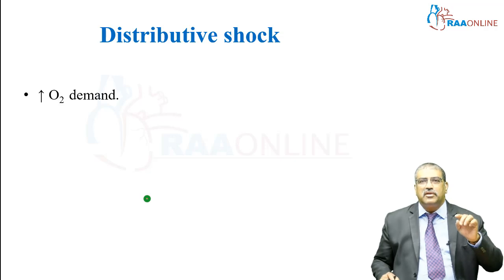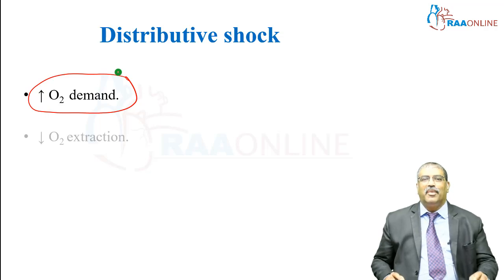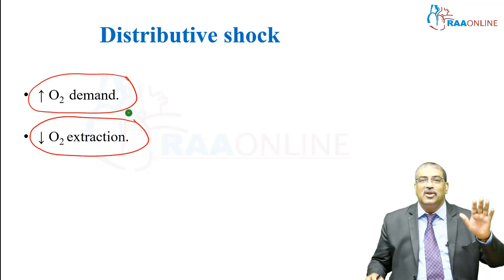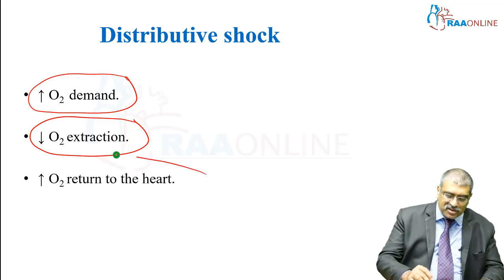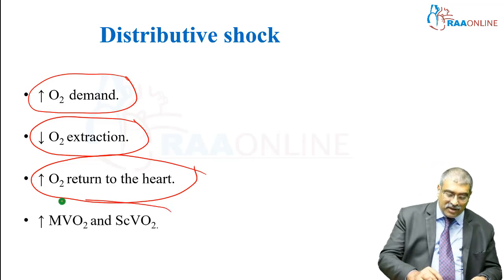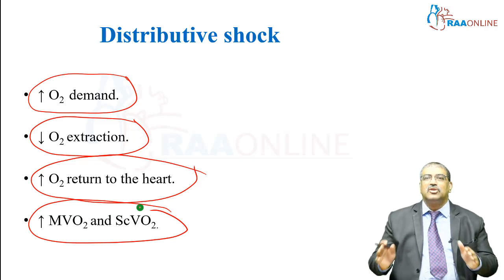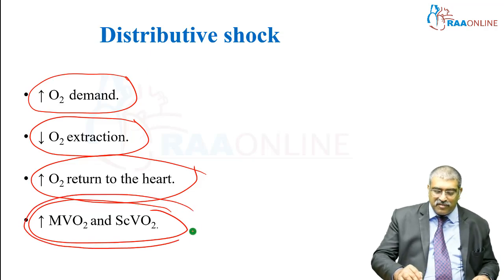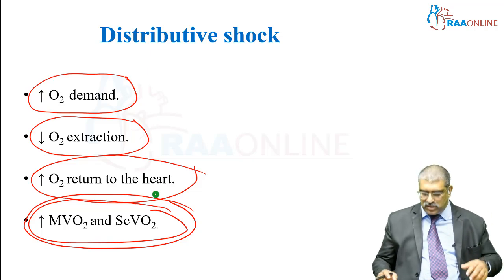But in the case of distributive shock, there is definitely increased oxygen demand. But what is happening is the oxygen extraction is going to be low. The oxygen extraction is not happening. So, the amount of oxygen returning via the venous system to the heart is increased. This leads to increased central venous and mixed venous oxygen saturation. So, distributive shock is different from other forms of shock by having increased mixed venous and central venous oxygen saturation. All other parameters will be almost similar.